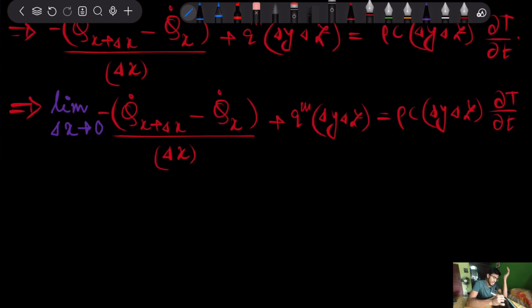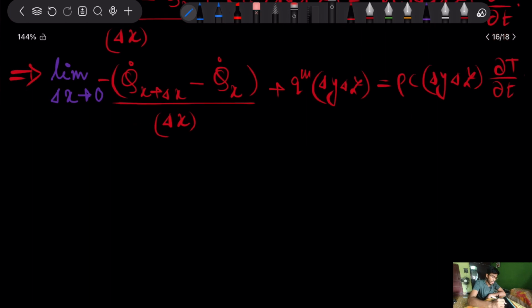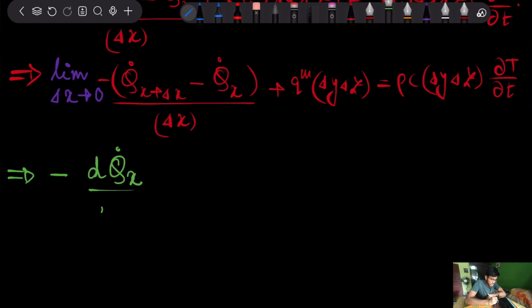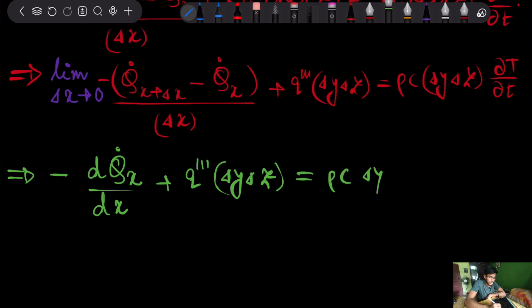Now, we can recognize this from the definition of derivative according to the first principle, that is this is equal to minus of d qx dx plus q triple prime delta y delta x is equal to rho c delta y delta x.